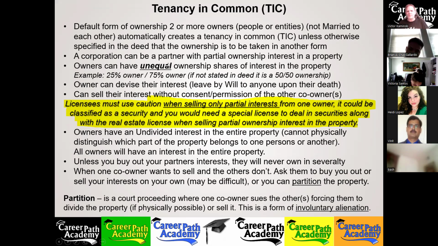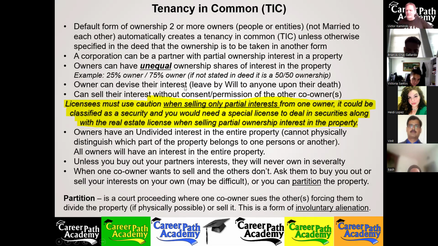Now, a corporation can be a partner with a partial ownership interest in a property. So owners can have unequal ownership shares in the property. An example would be one having 25% ownership and another having 75%. If not stated in the deed, you're automatically 50-50. So even if one of the people put up 25% of the cash and the other put up 75% of the cash, if you don't specifically specify that one is a 25% owner and the other 75%, your equal ownership share is 50-50.